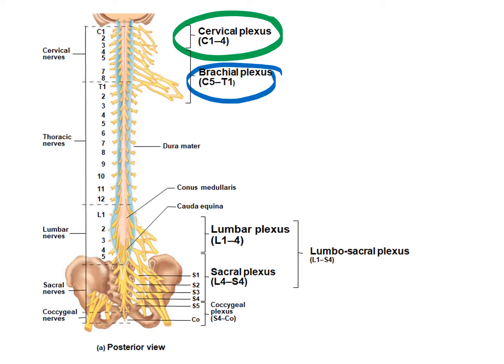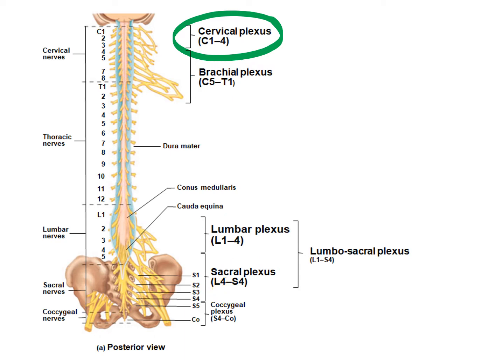And then you can also see a lumbar plexus and a sacral plexus. Together, the lumbar plexus and the sacral plexus are sometimes referred to as the lumbosacral plexus. Notice that the sacral plexus and the lumbar plexus do overlap a little bit. The 4th lumbar spinal nerve contributes to both.